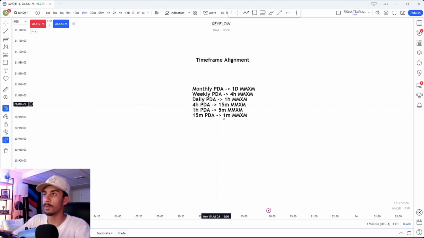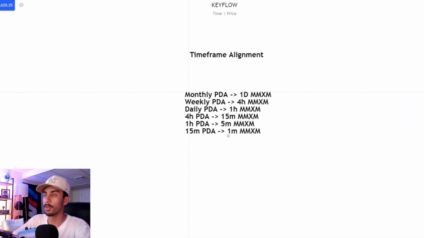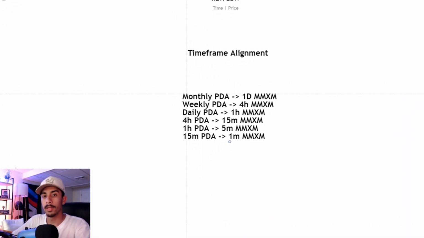The first PD array that we're going to talk about here is the monthly PD array. The aligned time frame for the monthly is a daily market maker buy model. Meaning, if you have a monthly fair value gap, a monthly order block, whatever it might be, you're going to be looking at a daily time frame to see a change in state of delivery or a market maker buy model form on the daily time frame.